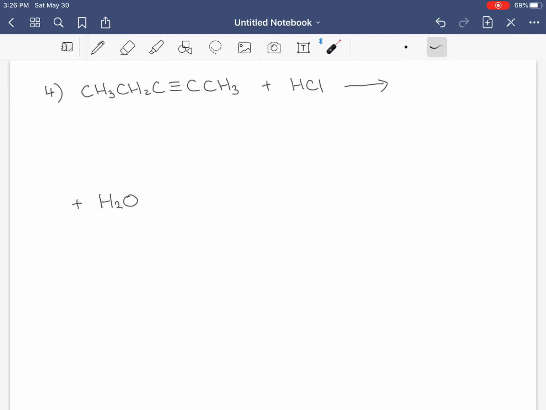HCl. When that breaks to become H plus and Cl minus, does it matter if H comes over here or comes over here? Because if you look at the rich gets richer in this case, nobody's rich here. This carbon is not hooked up to any H's. This carbon is not hooked up to any H's. So where would this H go? Or does it matter where it goes?